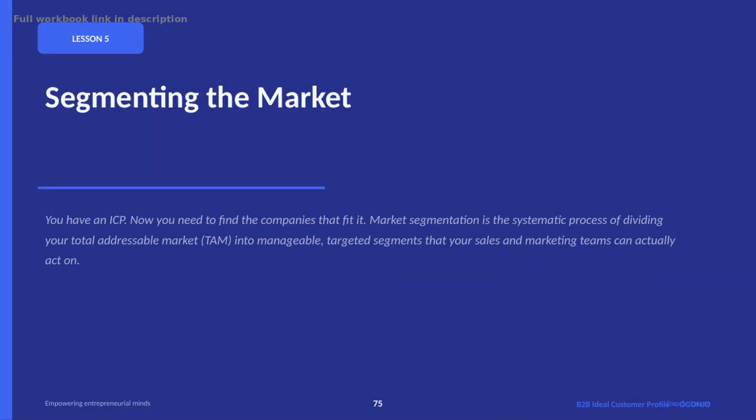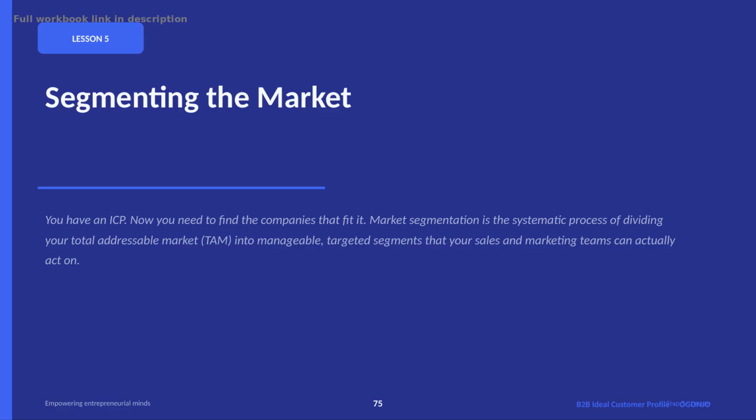You have an ICP now. The question is where to actually find companies that fit it. This lesson only works once you've drafted your ICP statement and scorecard from lesson 4, because that's the filter you're about to run against the entire market. Without it, segmentation is just picking industries you like the sound of. If you haven't drafted that yet, go build it first.